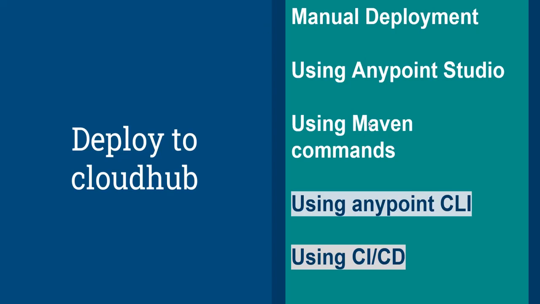As we have seen here, we have five different methods to deploy your application into CloudHub, which are manual deployment, and by using Anypoint Studio we can deploy our application. By using Maven commands we can deploy your application to CloudHub, and by using Anypoint CLI, which is the command line interface. And another one is by using CI/CD, continuous integration and continuous deployment, which will use other tools called Jenkins or Azure DevOps and so on, but internally it is using Maven commands only to deploy the application.